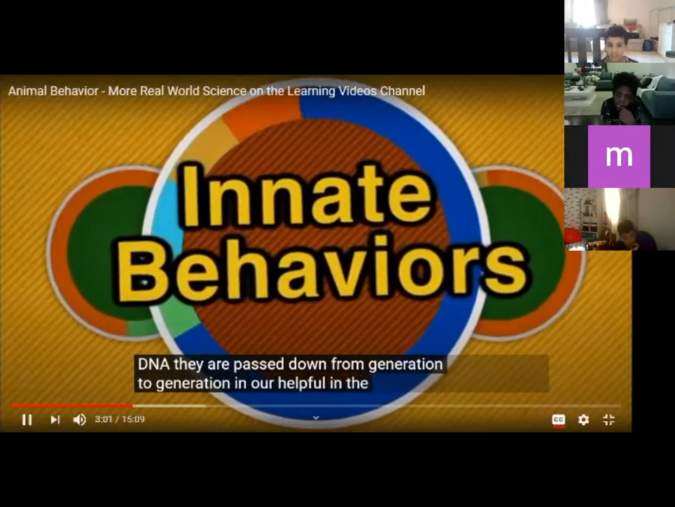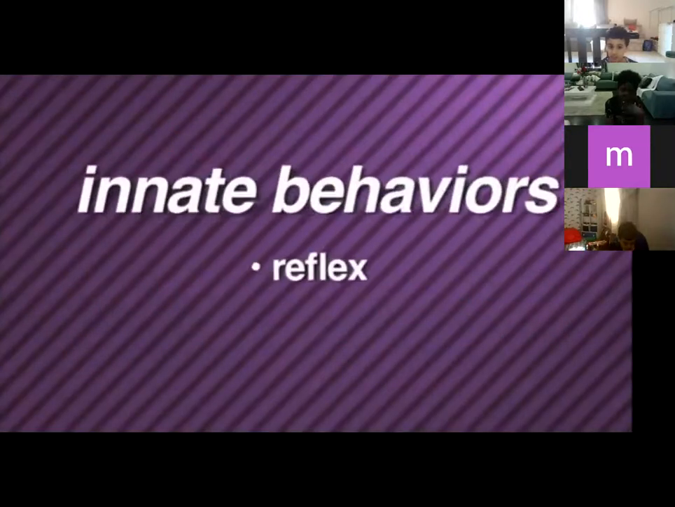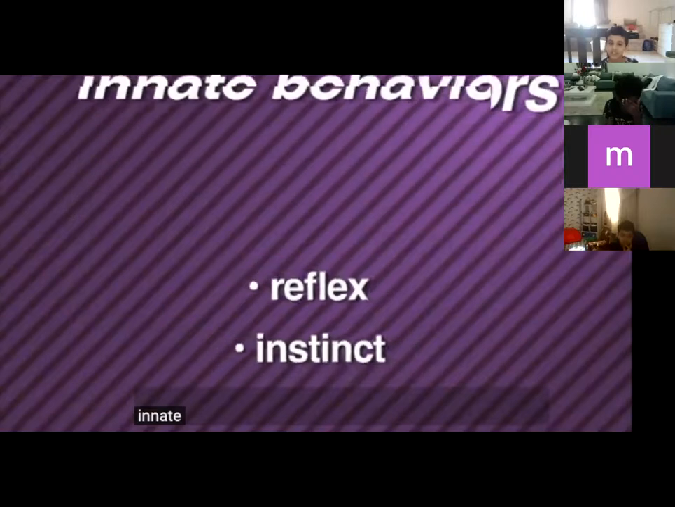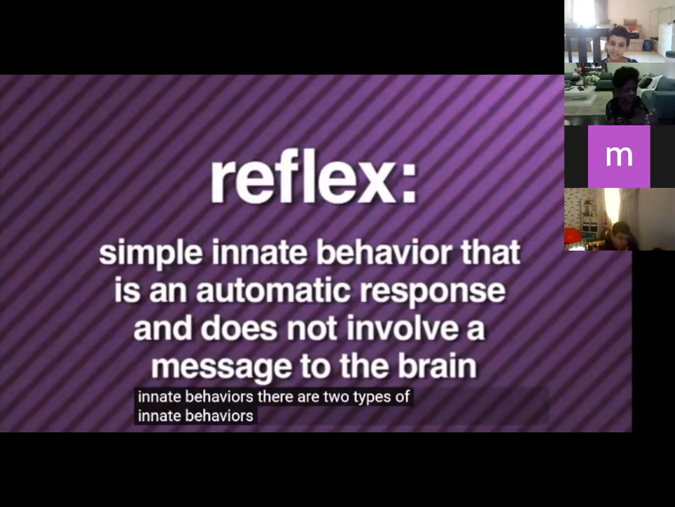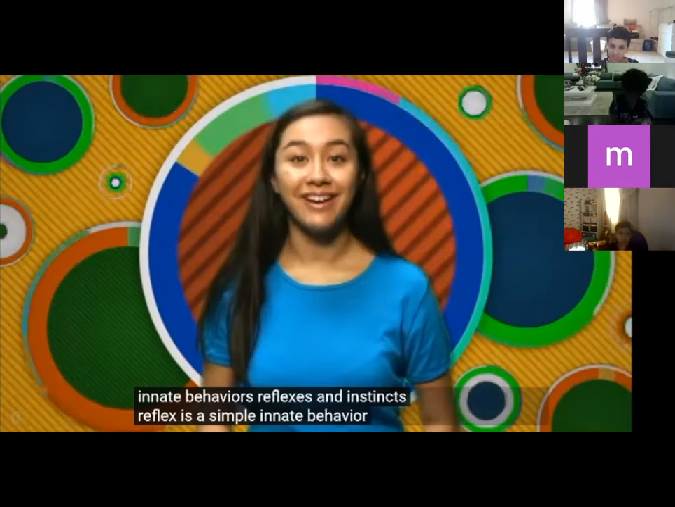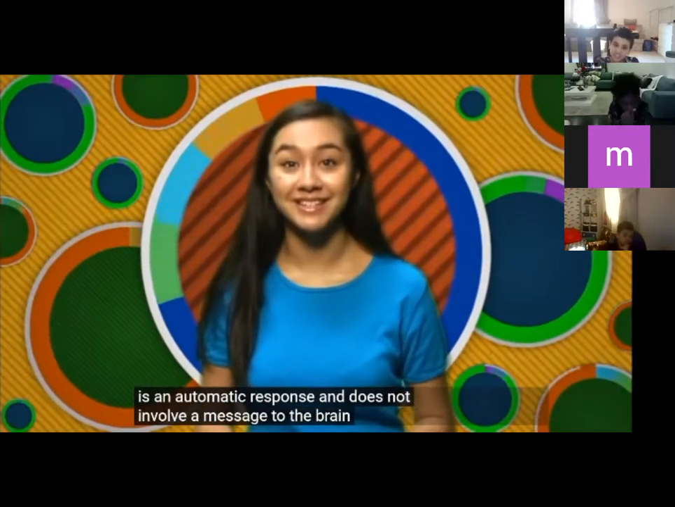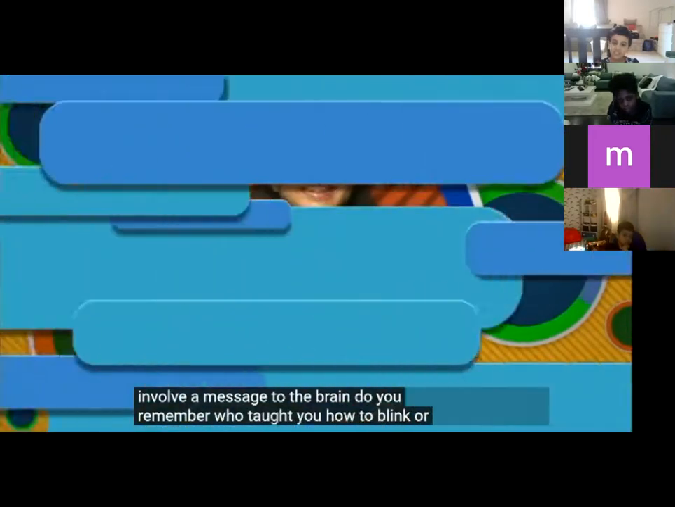Innate behaviors. There are two types of innate behaviors: reflexes and instincts. Reflex is a simple innate behavior that is an automatic response and does not involve a message to the brain. Do you remember who taught you how to blink or how to yawn? You can't, because these behaviors are all reflexes. We were all born with the involuntary response to blink.